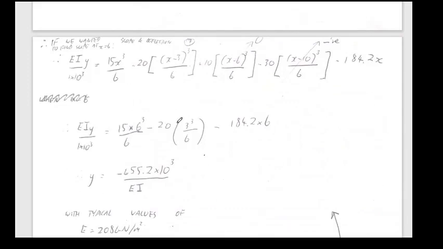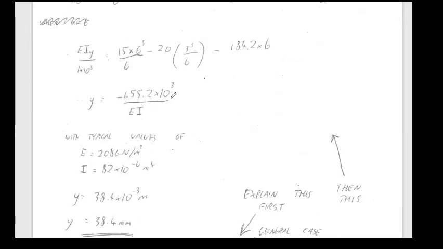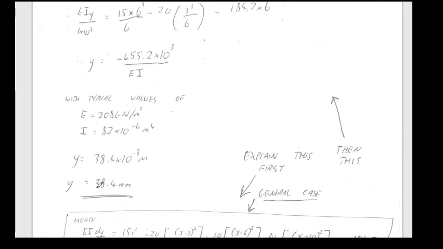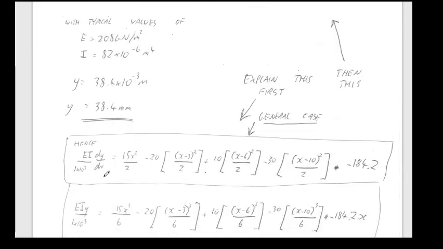20 kilonewtons times 3 cubed over 6. If we calculate that, we end up with that. And then in this scenario here, I've said, okay, let's put some typical values in for E and I. So let's say it's made from steel, E is 208 gigapascals. We've got a fairly standard I value. So the deflection in the middle of the beam, therefore, would be 38.4 millimeters. Okay, so that's how we'd go about using Macaulay's method with simple point loads.